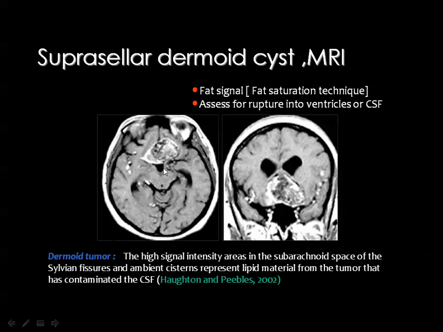This is an MRI of a suprasellar dermoid cyst. The calcium is bright in the T1 weighted image. Other parts of the cyst are less bright in the T1 weighted image. Then if you look carefully in the quadrigeminal cistern, you can see fat globules. In the sylvian fissure, you can also see the fat globules.